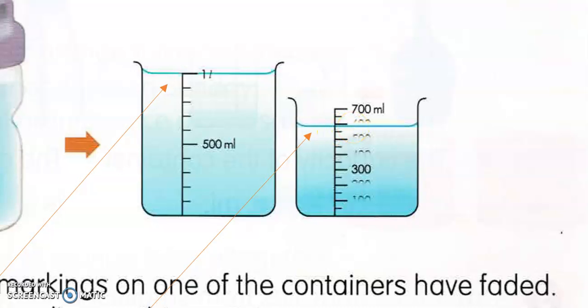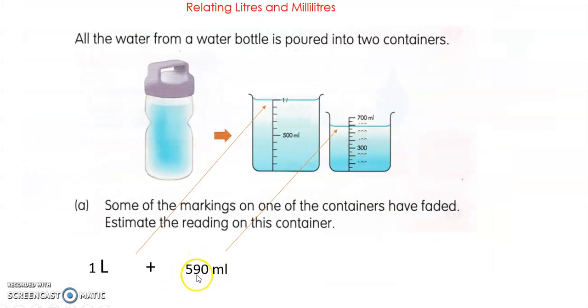So we can say it's 590 milliliters. So this container shows 590 milliliters. So in total, we can say that the bottle capacity is 1 liter and 590 milliliters. It's so easy, I think, because we can just look at the water level in the container. After that, we read the reading at that level for both containers and add them together. So 1 liter plus 590 milliliters is 1 liter 590 milliliters.